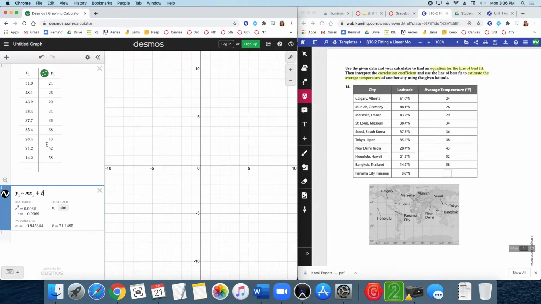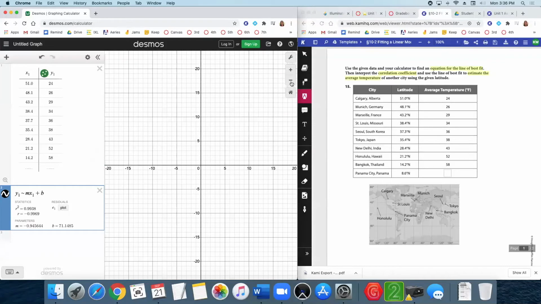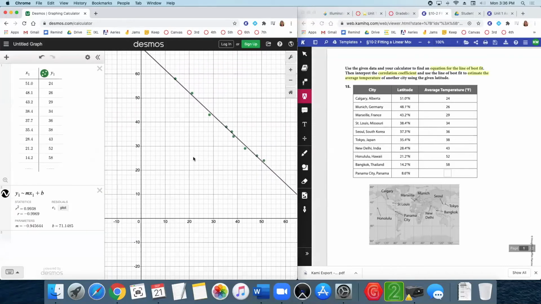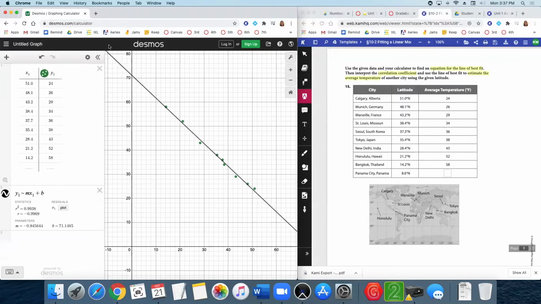The first thing I notice is that I don't see any of my data or my line. I look over at my window and notice that my domain is not big enough for my data, which goes up to 50. So I need to make my window a little larger. The same thing for my range: it goes all the way up to 58, and this only goes up to 10. So I can zoom out by clicking the negative button. And now I can see my data and my line.